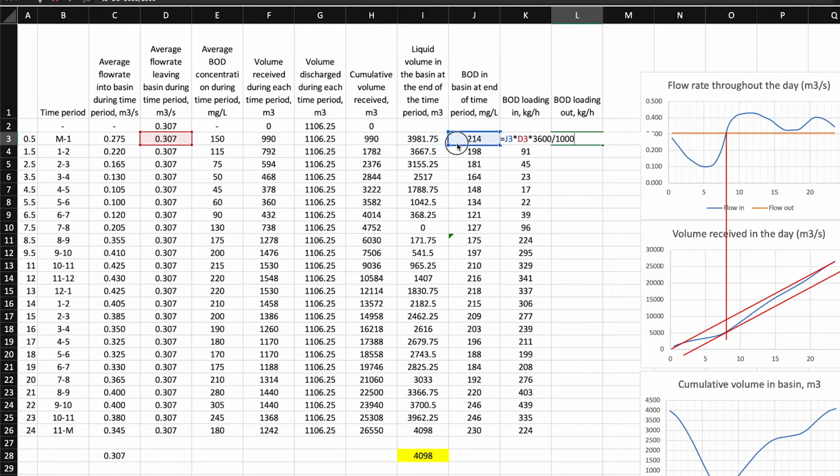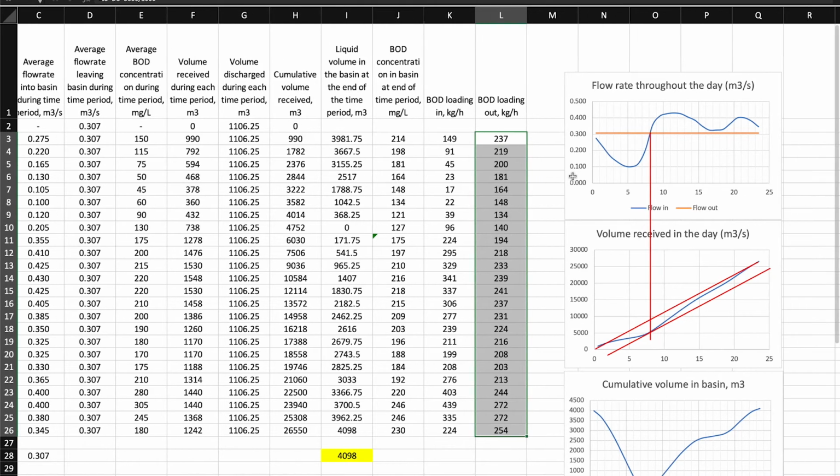However, we're just going to refer to the BOD concentrations we calculated in the basin at the end of each time period, and of course the average flow rate that's leaving the basin, which is constant. All right, so now we have the BOD loadings coming into the basin. We've got the BOD loadings leaving the basin.